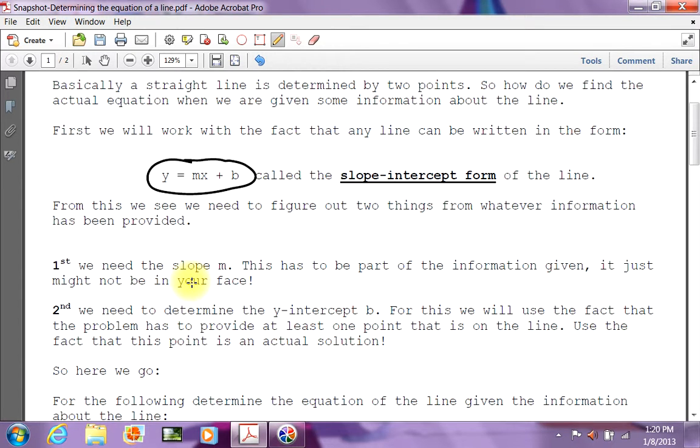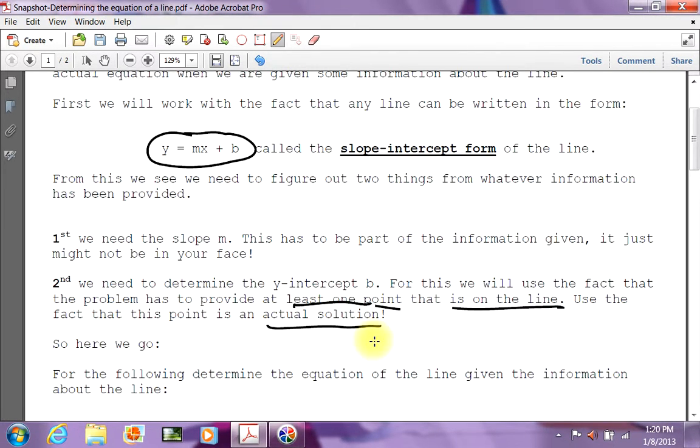That is, any problem has to give you at least one point that is on the line. Some problems may give you two, but they have to give you at least one point. You can work with the fact that those points are actual solutions. So keep this in mind. This is what you're going to do. You're going to first determine what the slope is. Some way, somehow, find the slope. Number two, they got to give you a point. Use the fact that that point is an actual solution. We'll see that in the examples I provide below.